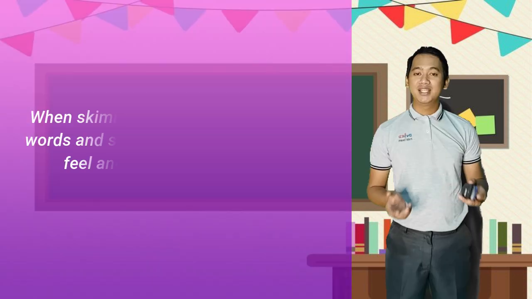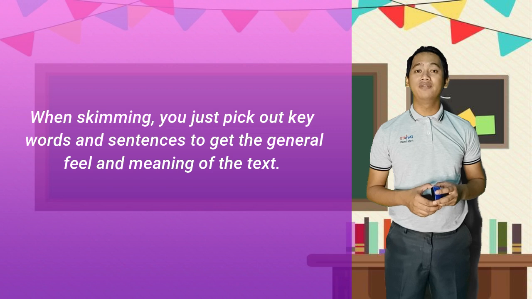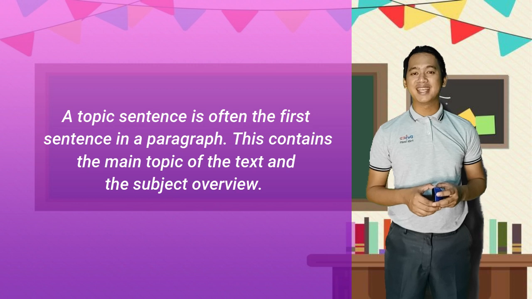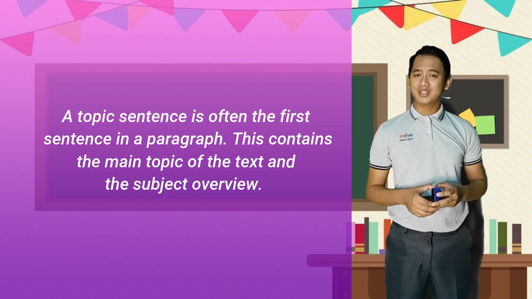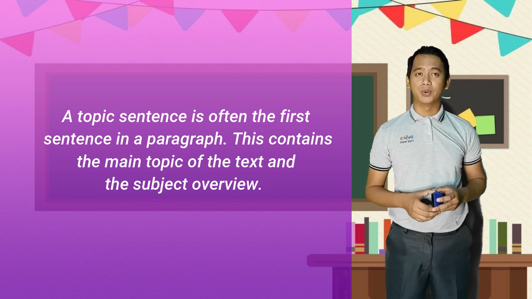First, let us dwell on the meaning of these two reading techniques or strategies. When skimming, you just pick out keywords and sentences to get the general feel and meaning of the text. In skimming also, we have to fully read the topic sentence. Do you know what a topic sentence is? A topic sentence is often the first sentence in a paragraph. This contains the main topic of the text and the subject of review.